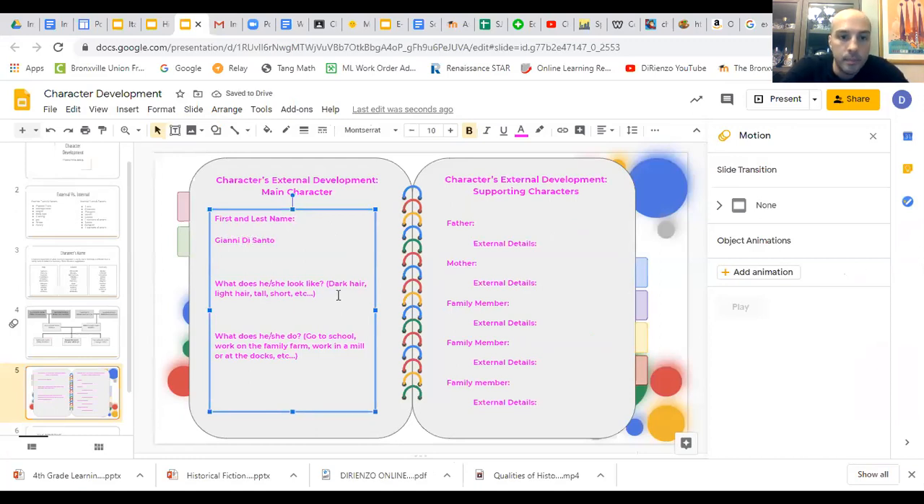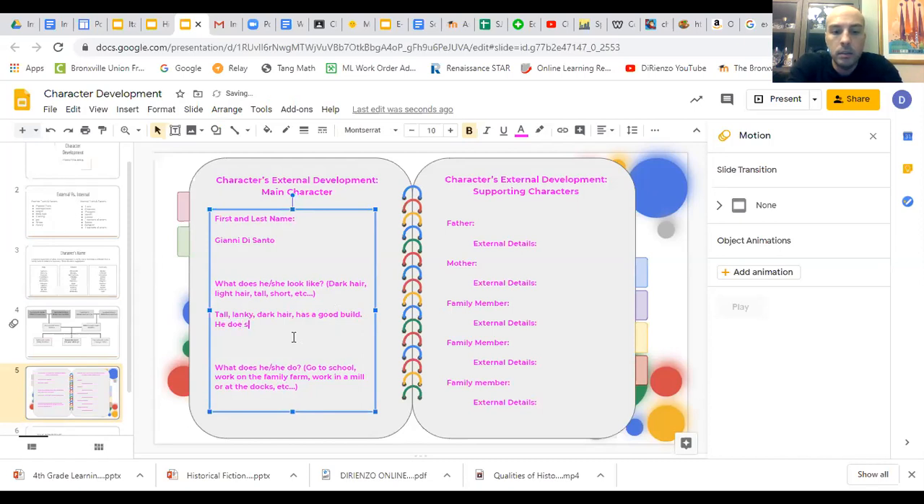De Santo. The next question, what does he look like? Does he have dark hair, light hair, tall, short, etc.? Well, I'm going to say that he is tall, lanky, dark hair. He has a good build. And I'm going to tell you why, okay, in a second. He doesn't dress very well. Because they don't have much money.